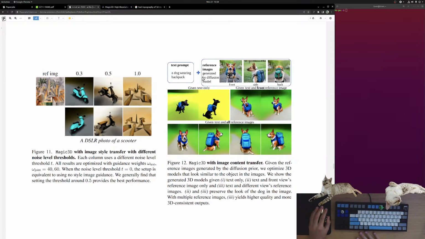Dog wearing a backpack. And then again, they're using this 2D diffusion model to generate different views of this image. So dog wearing a backpack from the front, dog wearing a backpack from the side, and dog wearing a backpack from the back. And then this is what they're actually using in the Nerf.